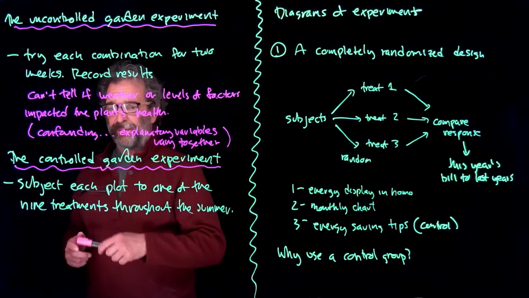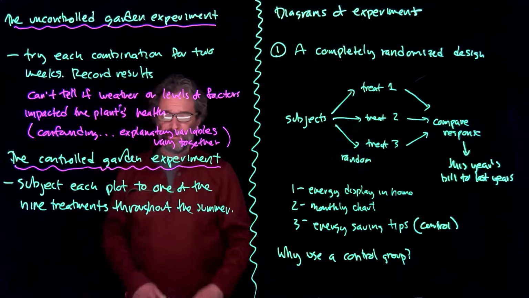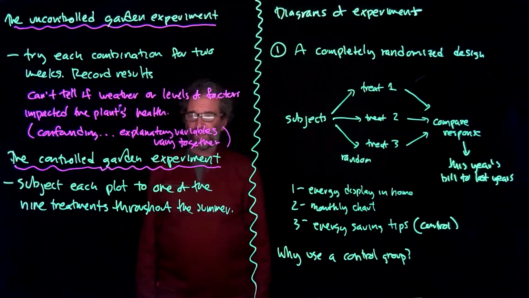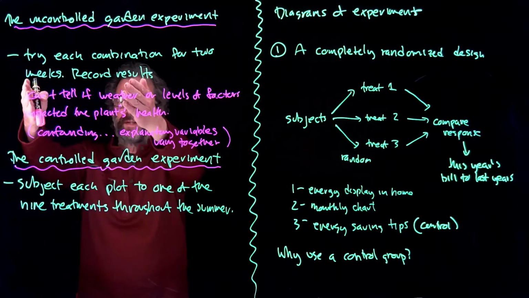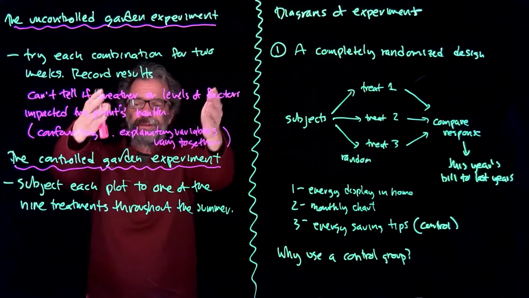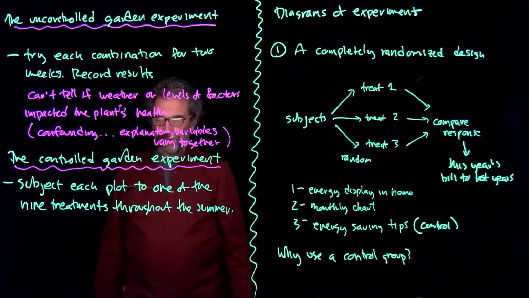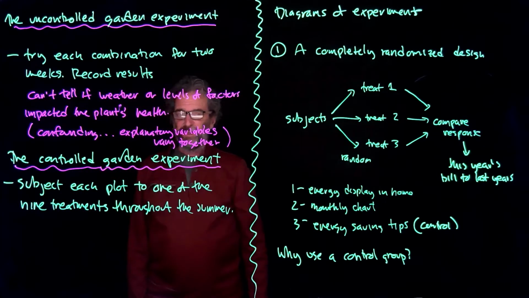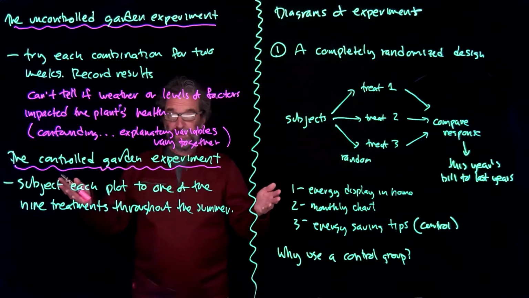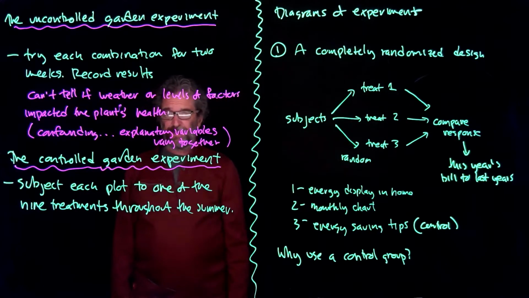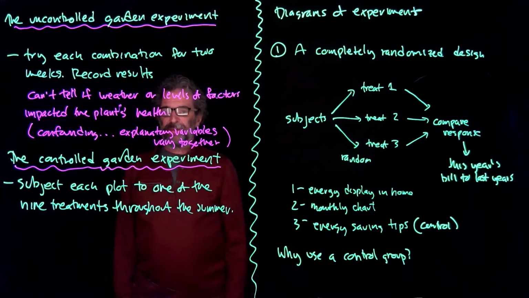The controlled garden experiment says subject each plot to one of the 9 treatments throughout the summer. Now every plot gets the same weather. Up here, I tried in the garden, the 2-week periods get different weather, but here every plot gets the same weather over the whole summer. And actually that's more realistic because I'm probably not going to change my watering and my shade cloth over my garden over the course of the summer ordinarily. I want to set it up one way, let it run for the summer. What's the best way to do it?